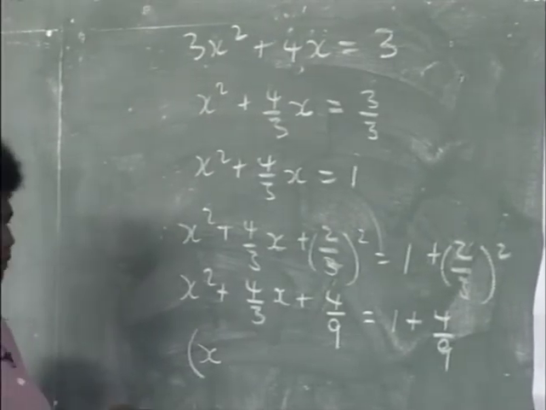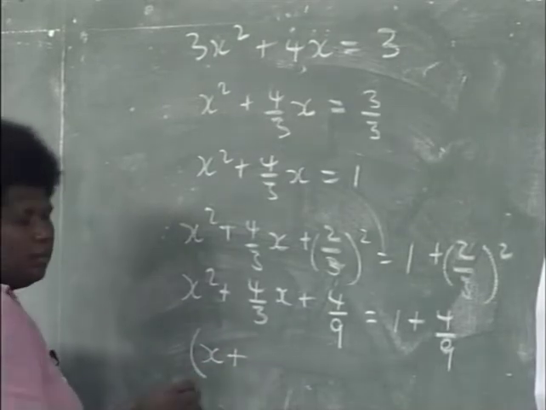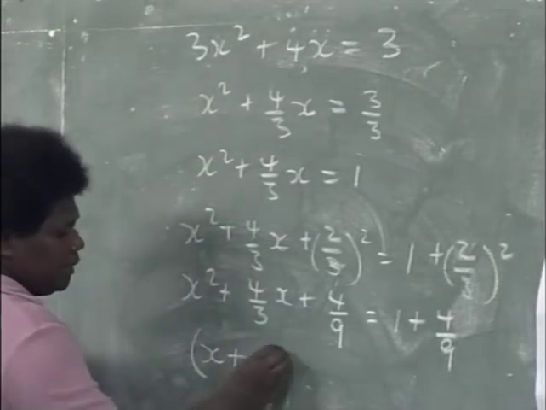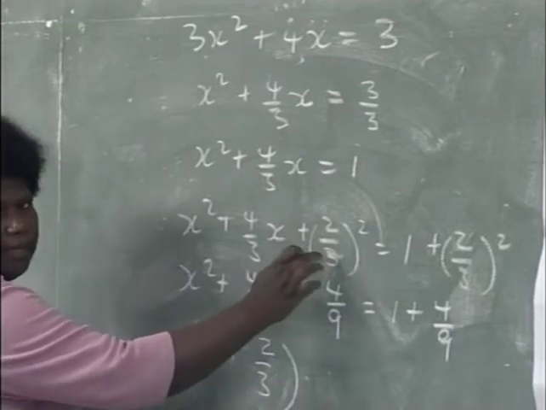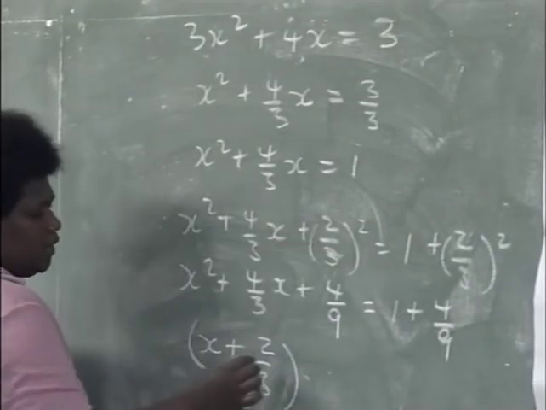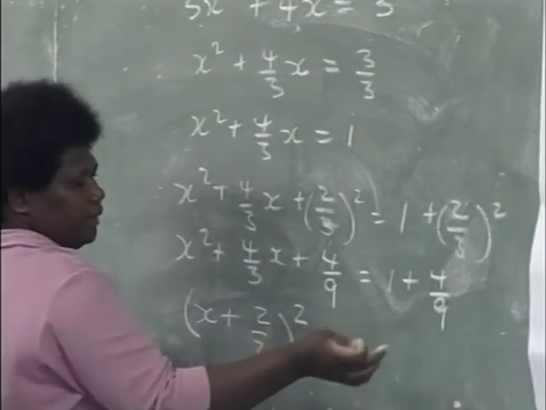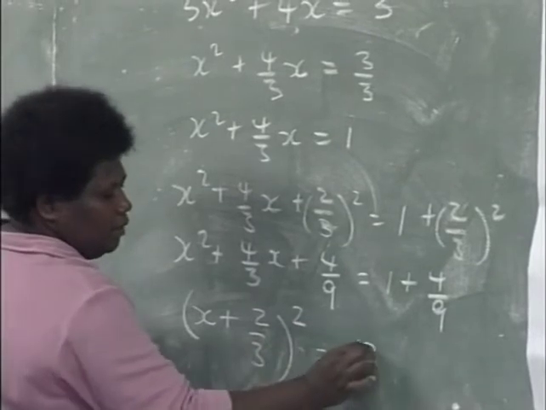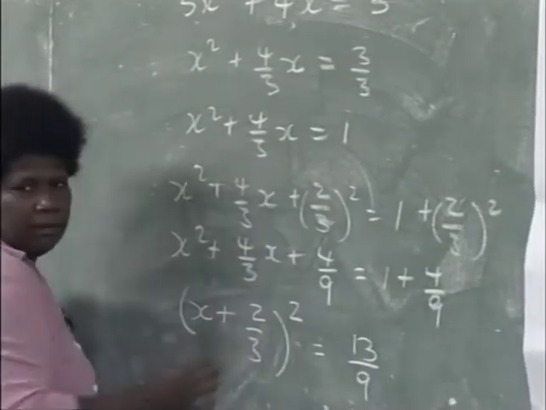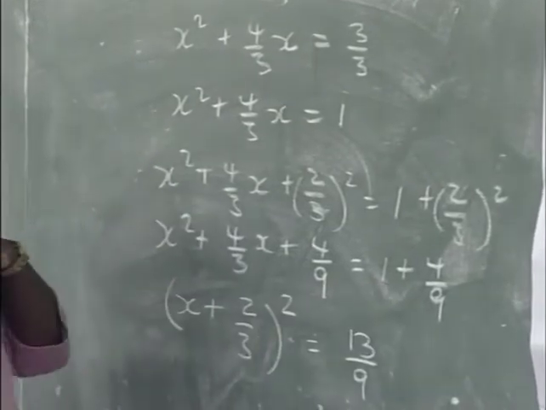X plus the square root of 4 over 9, which is 2 on 3. Remember what I said? It's the same number. It's half of this one. It's the same number here. Okay, so x plus 2 on 3 squared equals, I now have to add that. That's 9 on 9, so 13 on 9. Am I right? Okay, that's one whole. That's 9 on 9 plus 4 on 9 is 13 on 9.